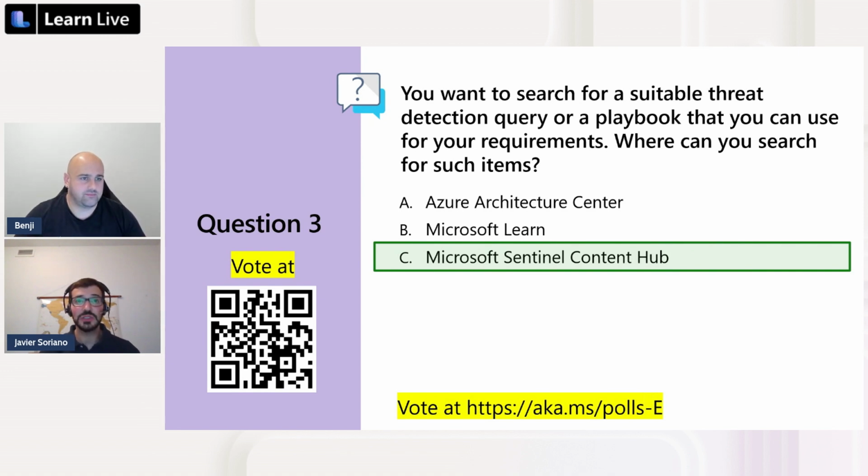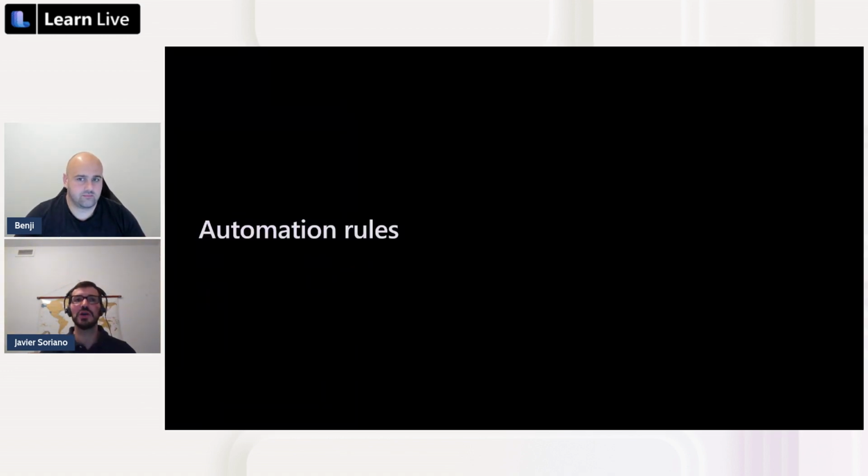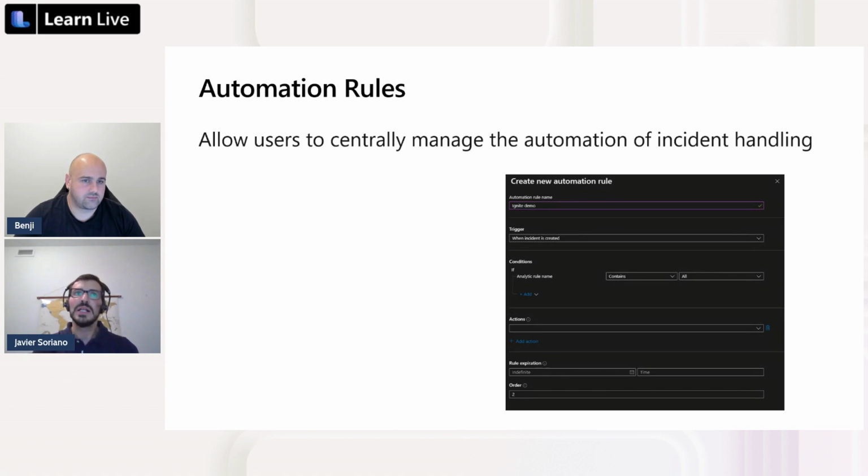Cool. Let's continue. Let's talk about automation rules, right? We talked in depth about playbooks in the beginning, in the first section of the session. So let's talk about automation rules now. First of all, automation rules, we defined them briefly at the beginning. They allow users to centrally manage the automation of incident handling. I have a screenshot here. Benji, of course, will show you more about this in the live demo.